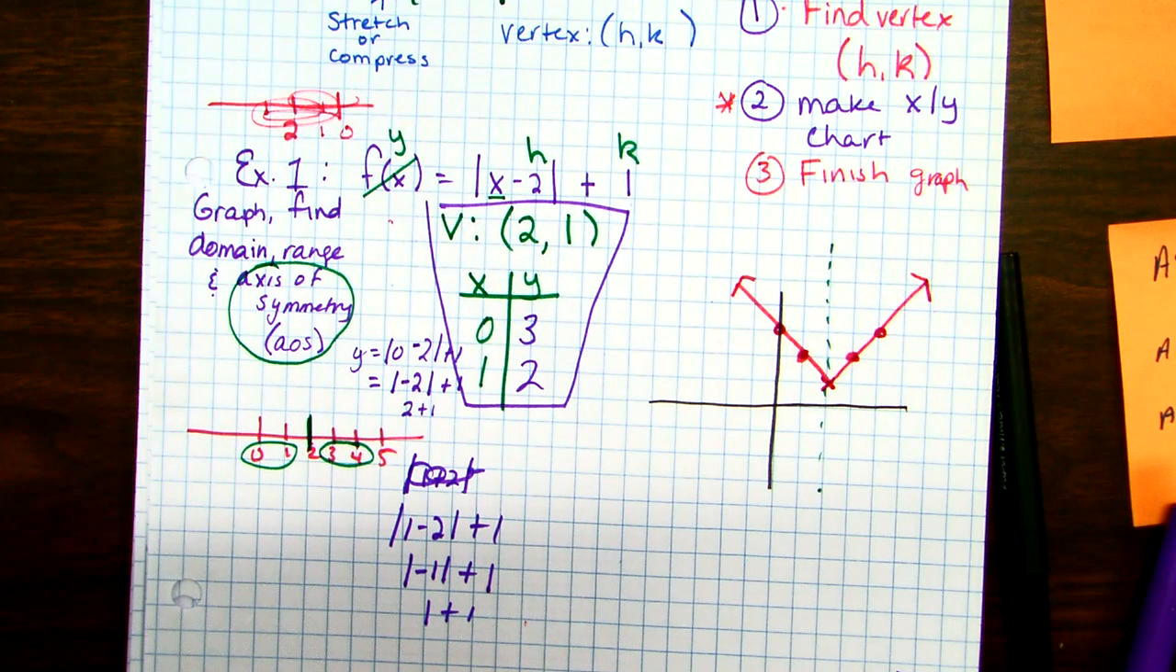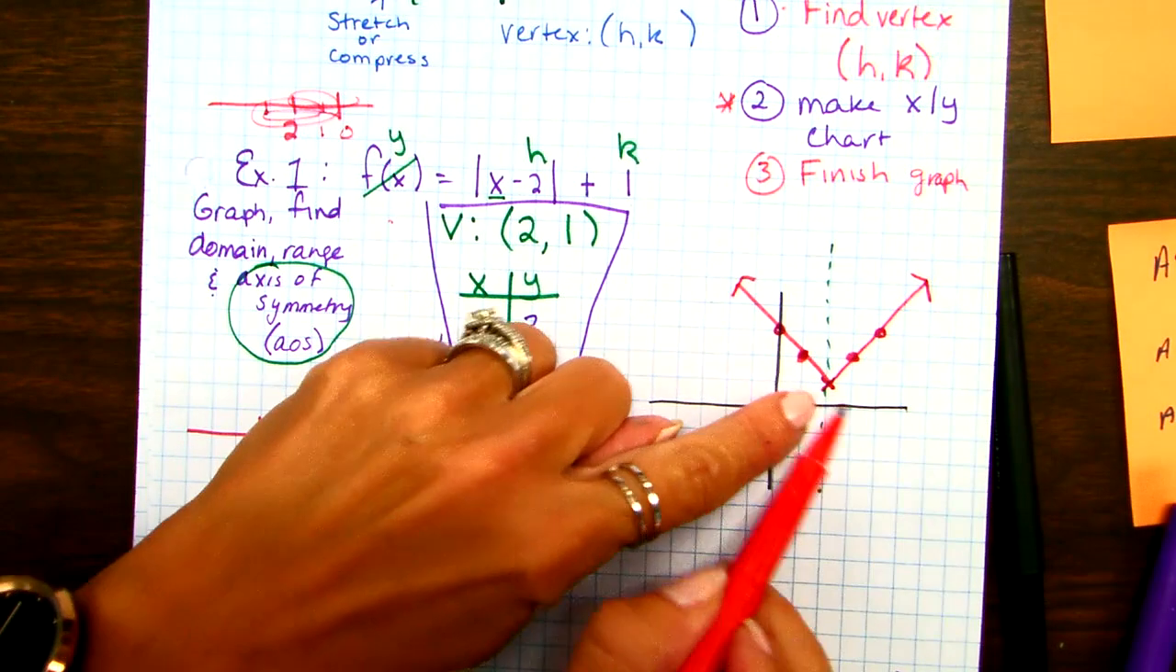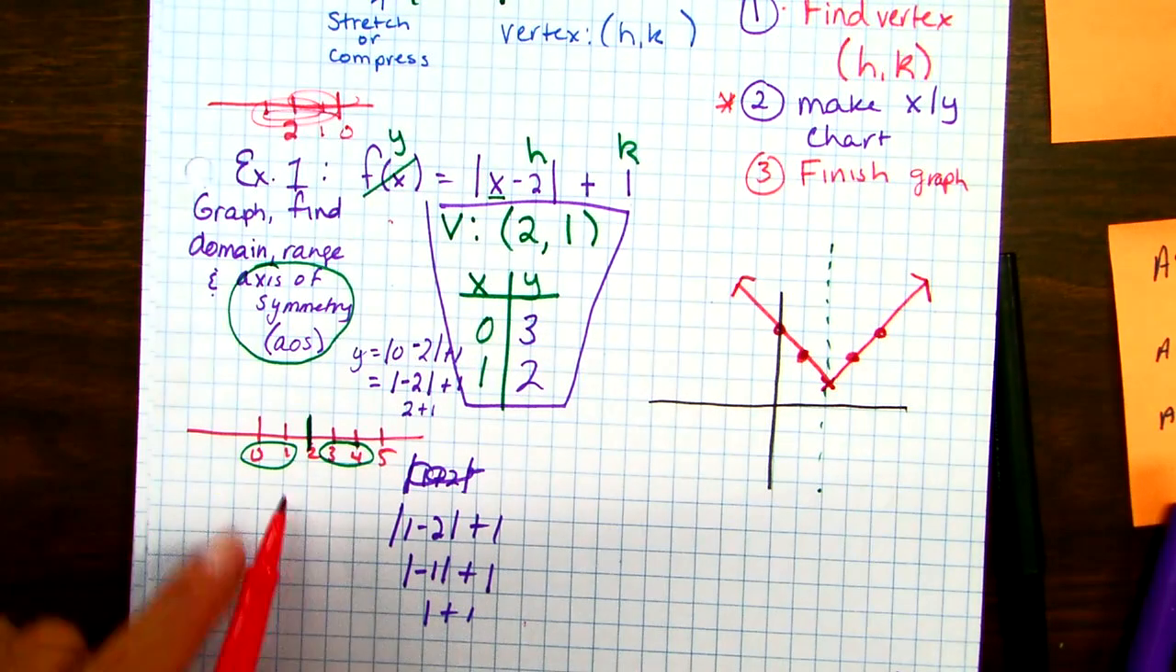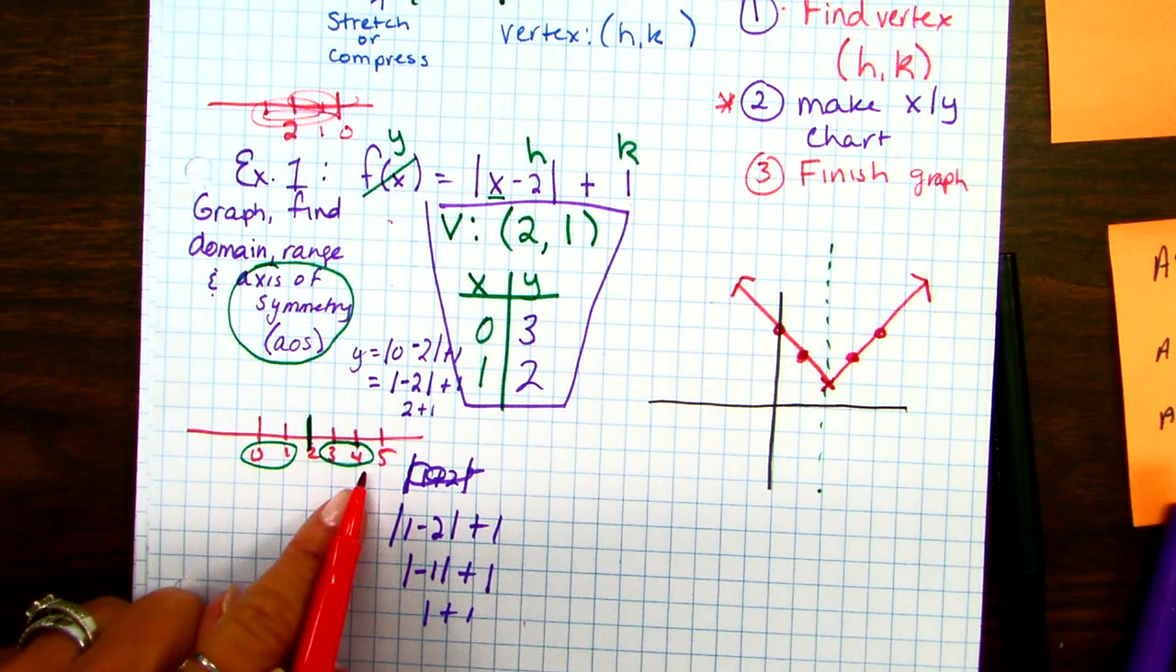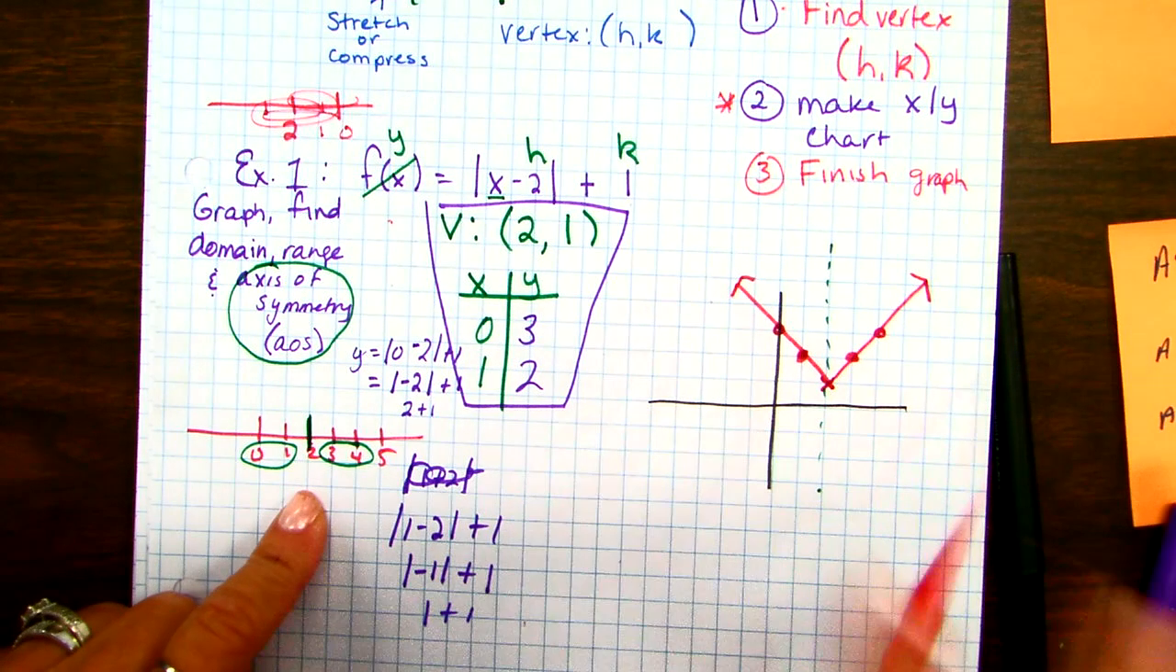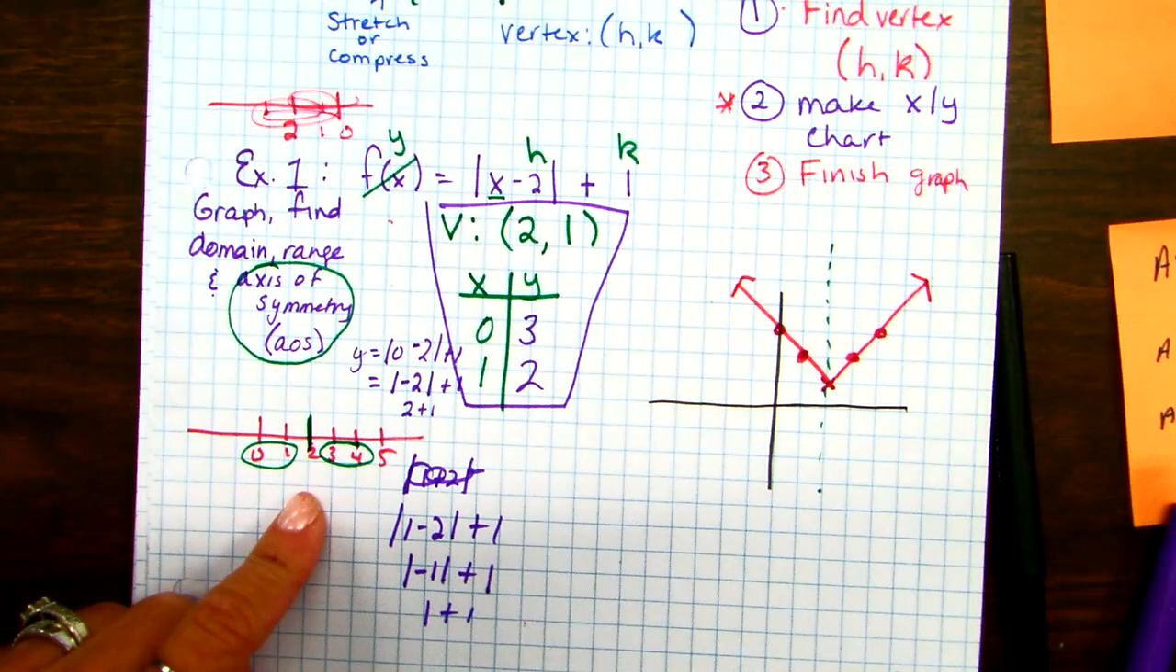and that's the graph. So let's backtrack and just talk about why I did what I did. I picked two numbers on the same side, right? I picked either 0 and 1 or 3 and 4, so I could get one whole side, and then I could just find the other points just by doing that.